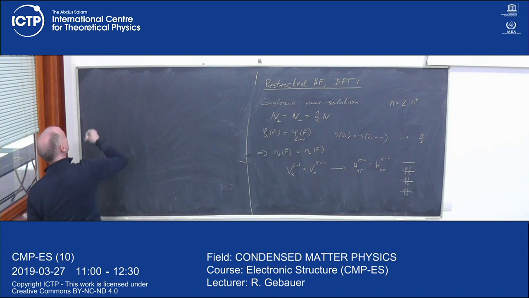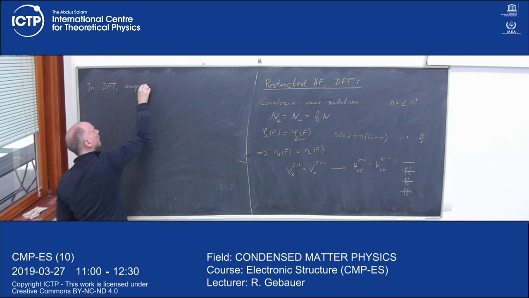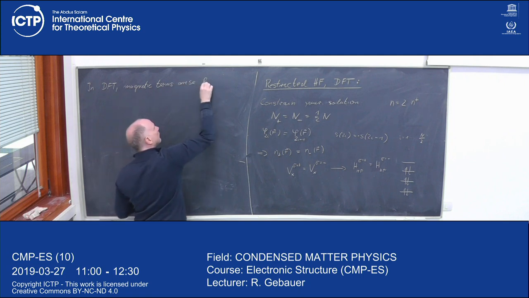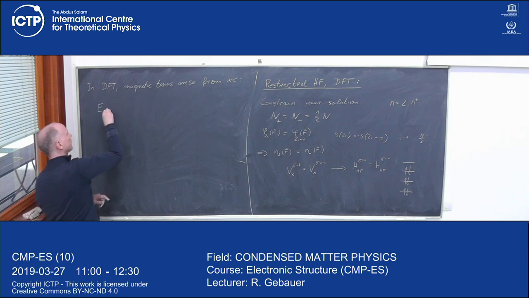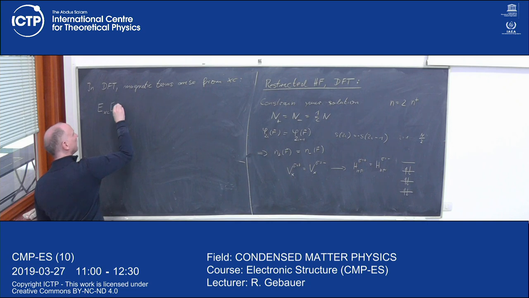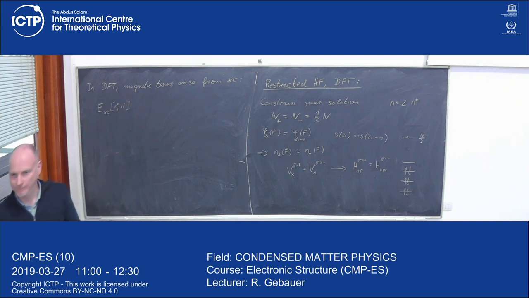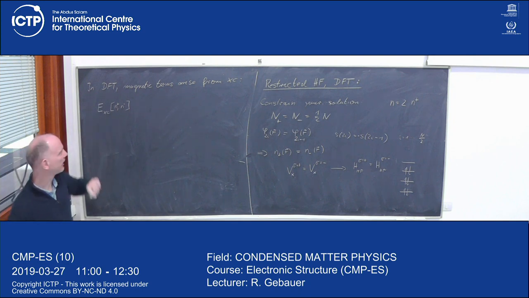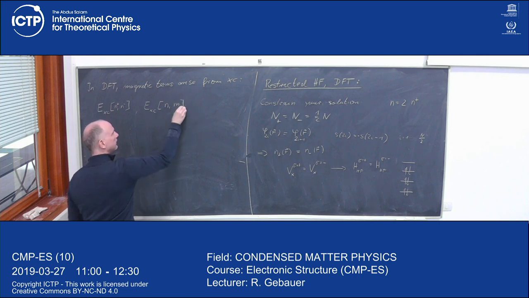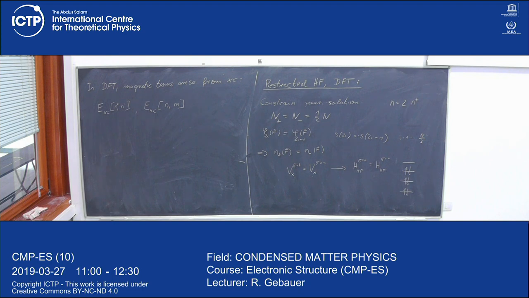So in DFT, the magnetic terms arise from exchange correlation. So we know that this complicated exchange correlation energy is a functional of n. But the truth is, it is a functional of n plus and n minus, of these two. So you have a spin up density, you have a spin down density, and the exchange correlation effect depends on both of them. Sometimes it is written in a different way, sometimes it's written E exchange correlation, which depends on the total density and on this magnetization density, which we've defined before. You find both kinds of notation around.